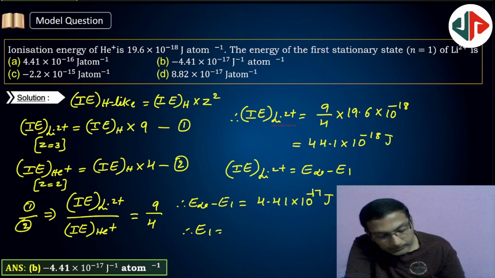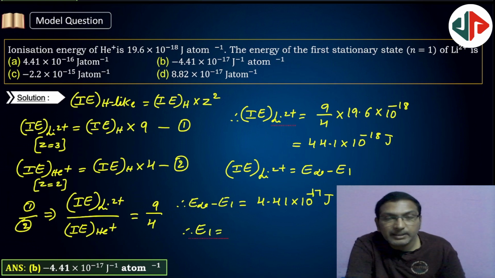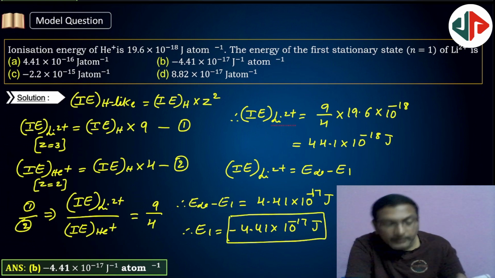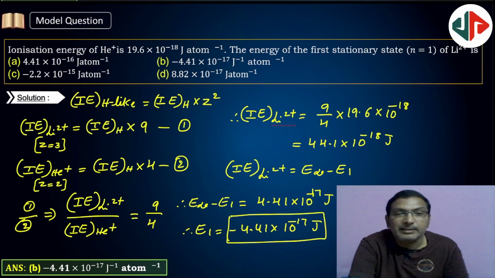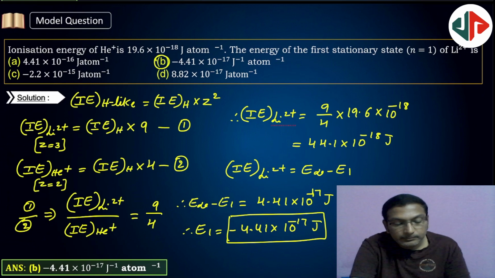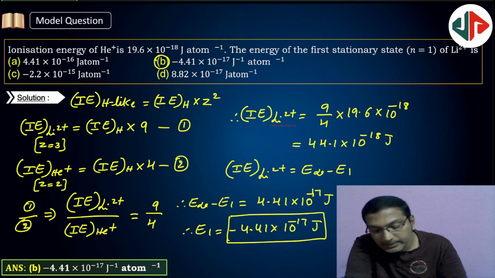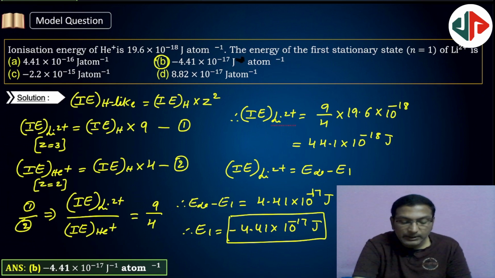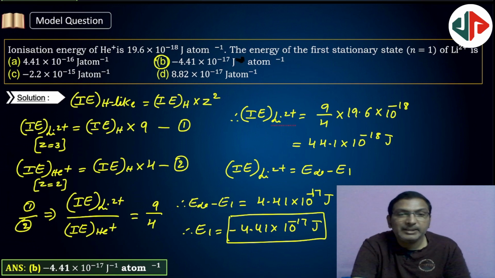E1 value, which is the energy of the first stationary orbit, is minus 4.41 into 10 power minus 17 joules. E1 is the energy of the first stationary state. So, option B. The unit is joules per atom, inverse will not be there. Removing inverse, it is joules per atom or simply joules.